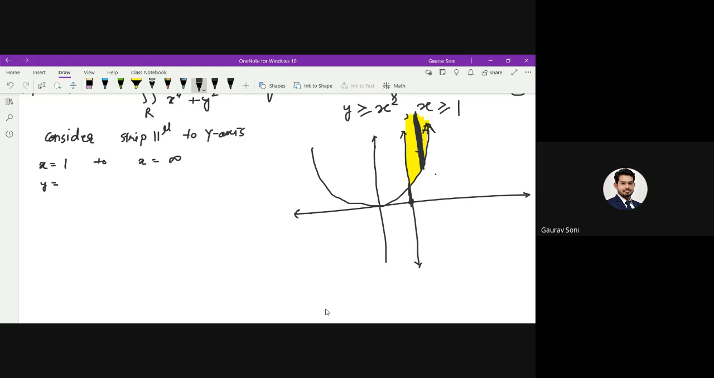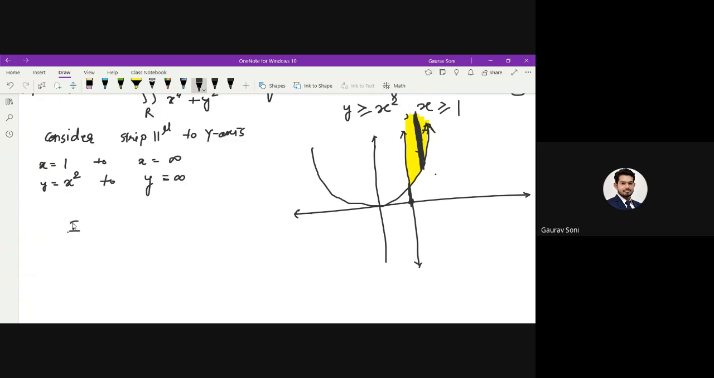Tell me, what are the limits for y? Sir, x square to infinity. Exactly. Very good. So y is running from x square to y is equal to infinity. Fine.